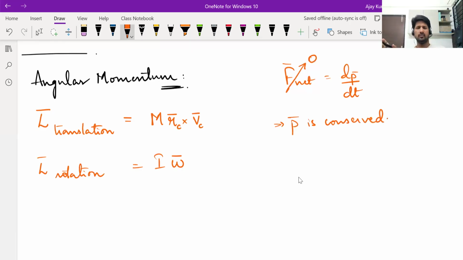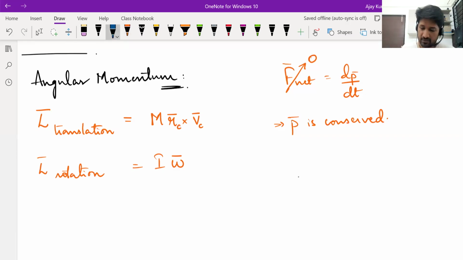Okay, we applied this in many situations, block and block collisions, explosions. Okay, and in all different kinds of collisions, we applied momentum conservation. It's one of the fundamental laws in physics, fundamental laws of nature, you can say. Conservation of linear momentum.